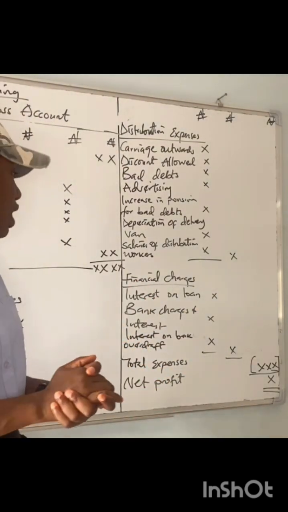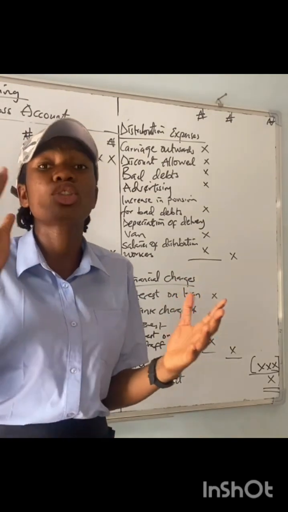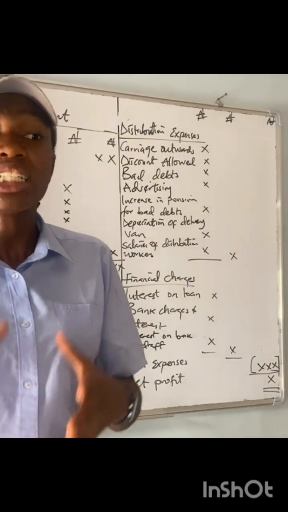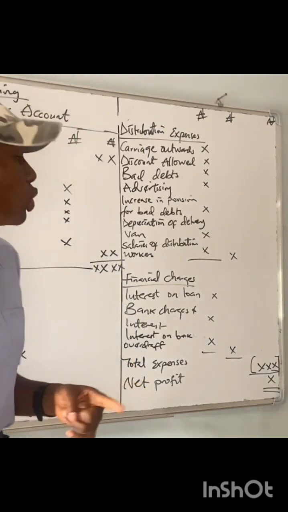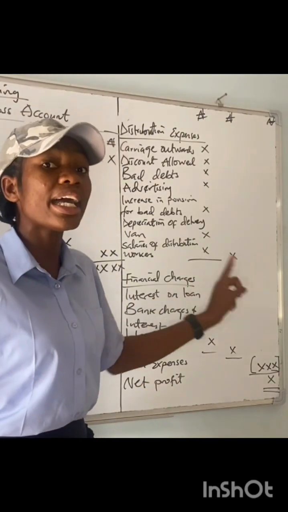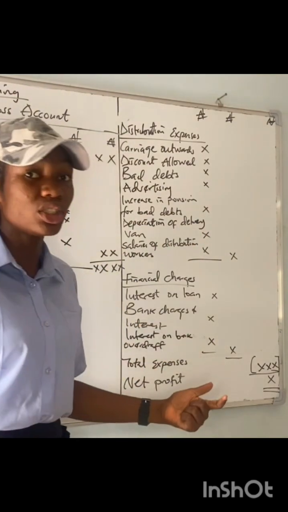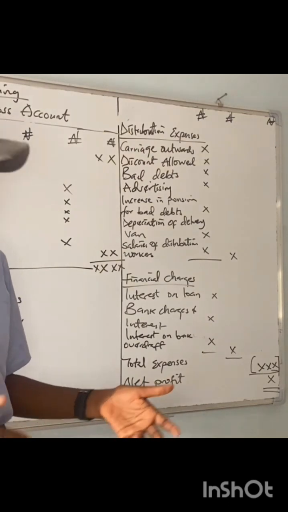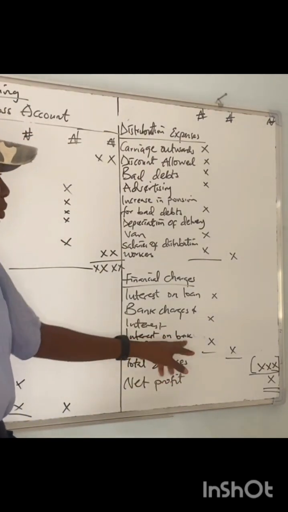Now we have the interest on loan. When the business takes a loan from the bank, the loan comes with a particular interest rate. That interest on loan is a financial expense or a financial charge on the business. We have bank charges for keeping your money in the bank, and then we have the interest on bank overdraft.